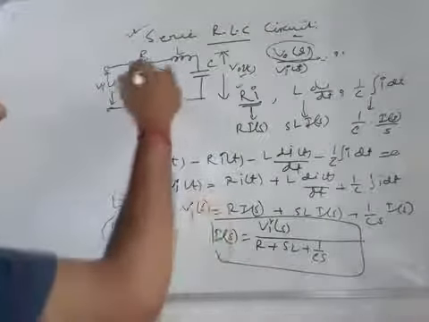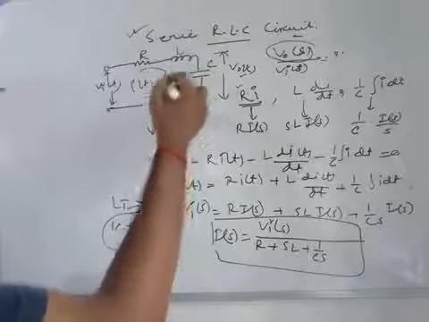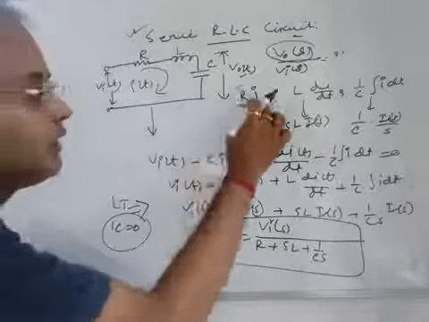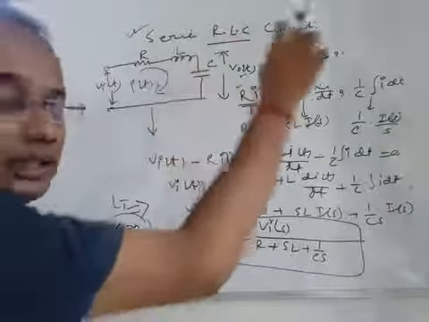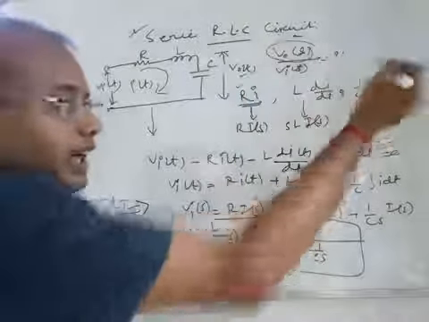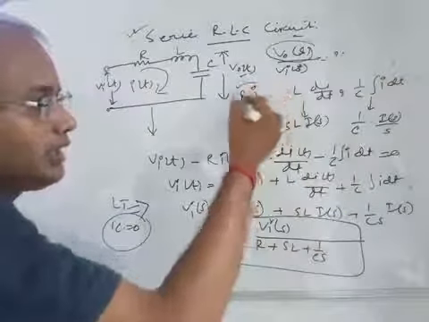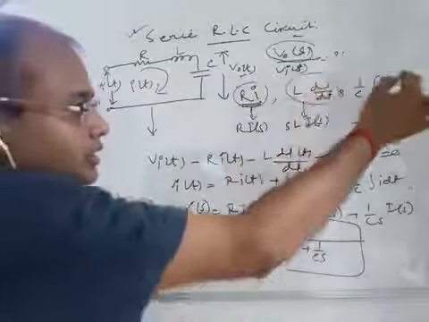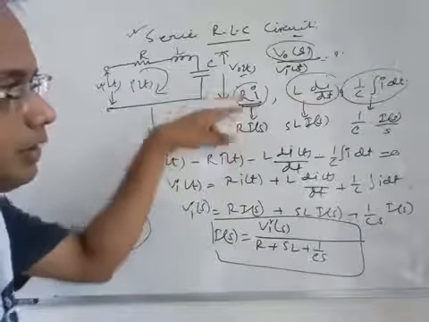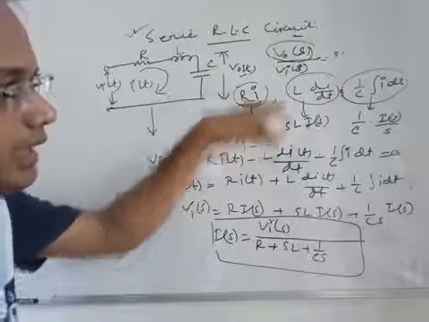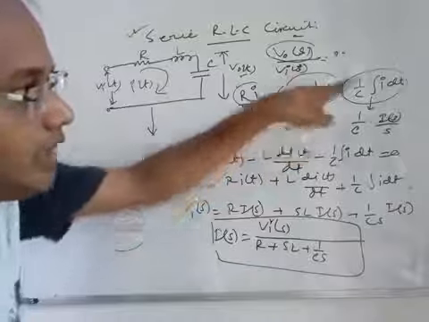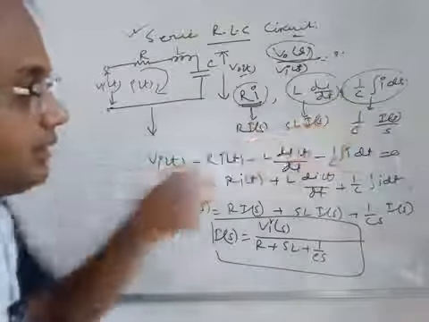And you see, if i(t) is the amount of current passing through it, definitely the voltage drop across the resistance will be R into i, the voltage drop across the inductor will be L into di/dt, and the voltage drop across the C is 1 by C integral of i dt. Now, if you take the Laplace transform of these three terms, you get R into I(s), and sL I(s), and 1 by C times I(s) by s. These are the three terms.